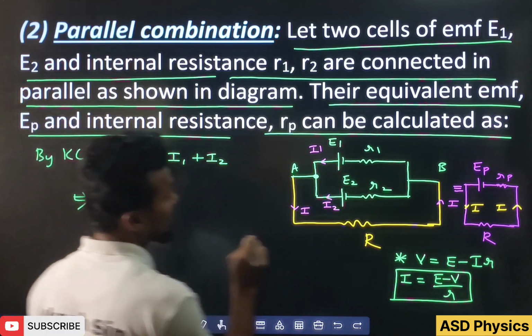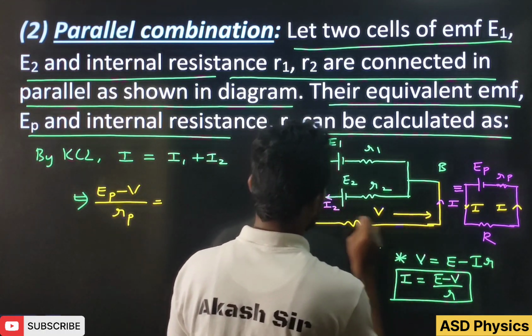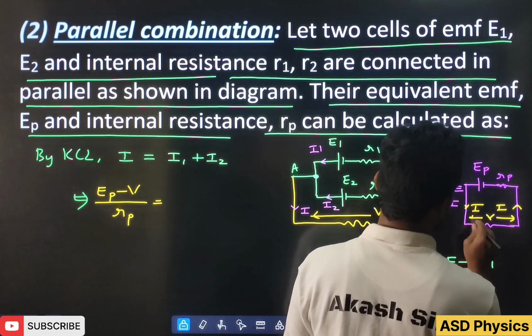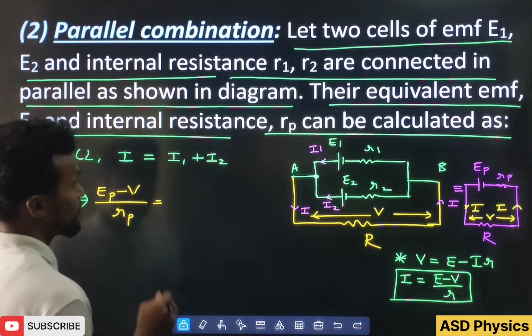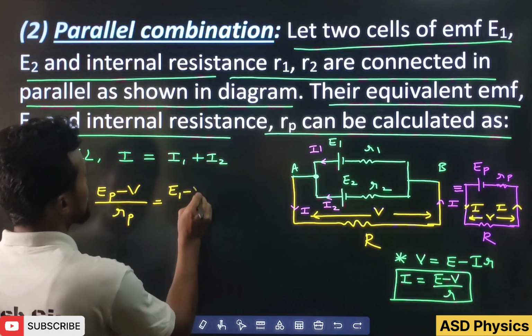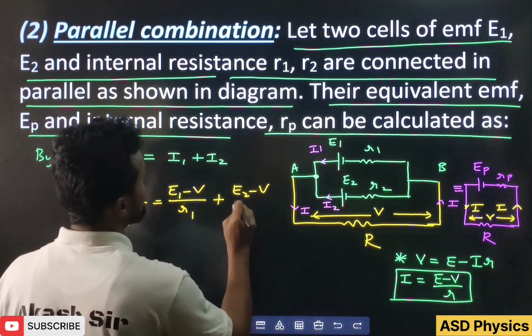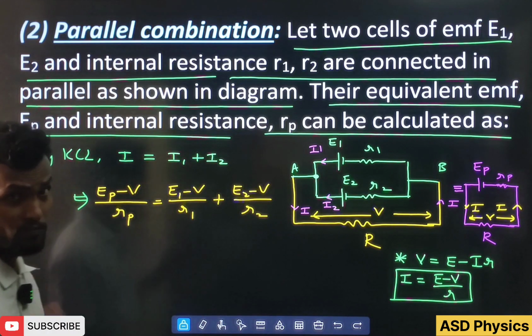What will I1 be here? Remember that here this potential difference is V only. See, this is the potential difference V, and here also this is the potential difference V. So we can write I1 means (E1 minus V) by R1 plus (E2 minus V) by R2.